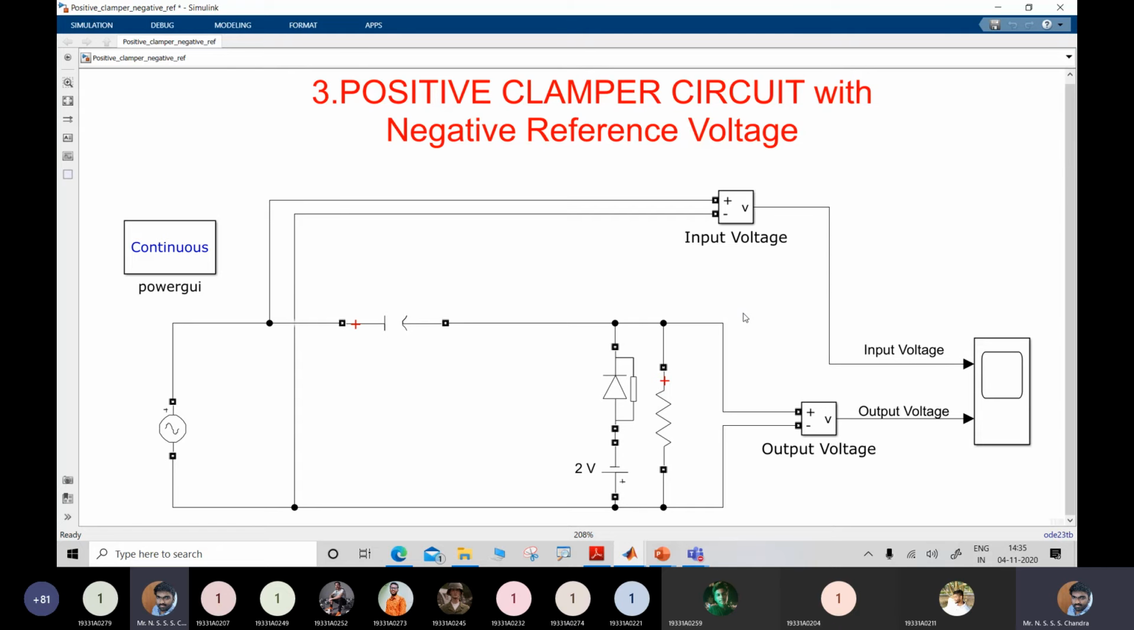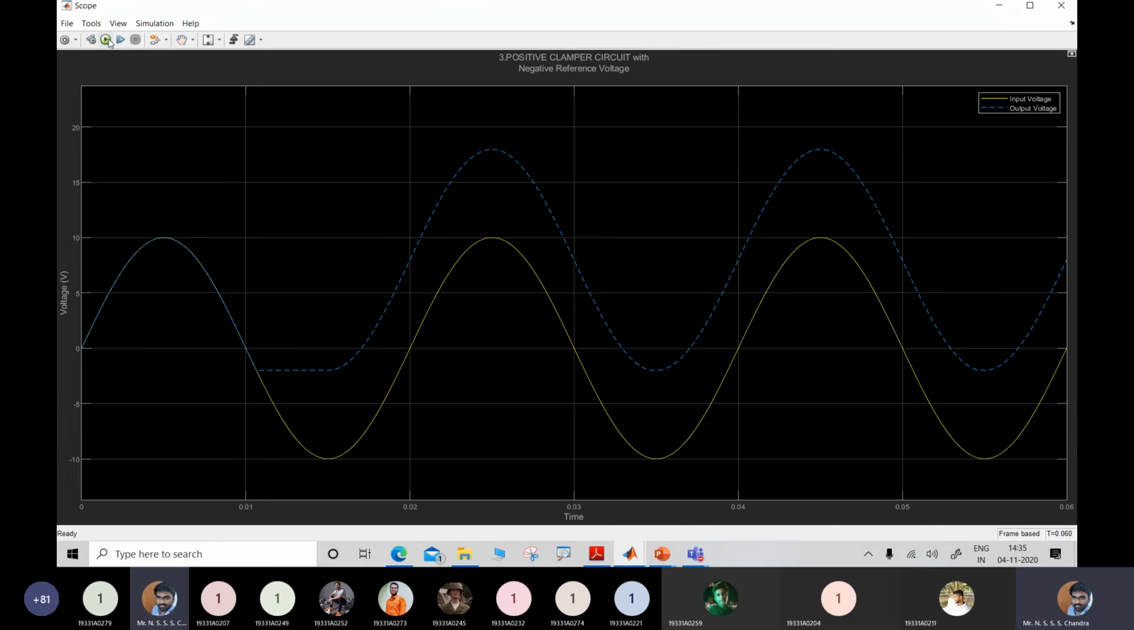Now your output will vary. At the negative peak, minus 10 plus 7.3, that is around minus 2.7 volts. At the positive peak, it will be plus 10 plus 7.3, that is 17.3 volts. At 0, it is 7.3 volts. So only these three values we are going to check.